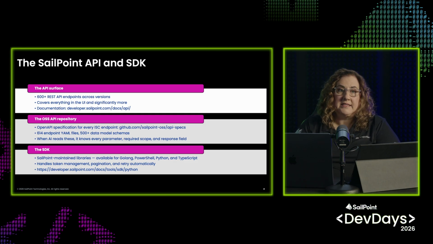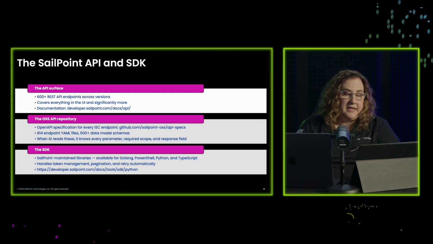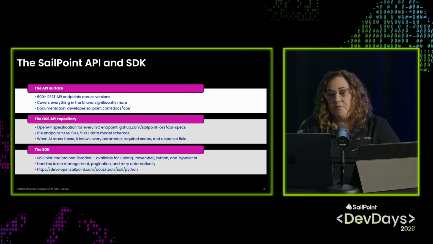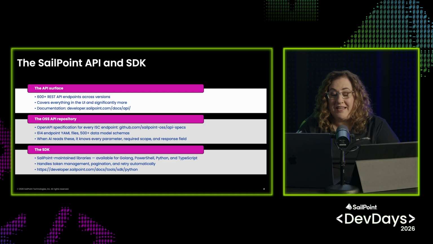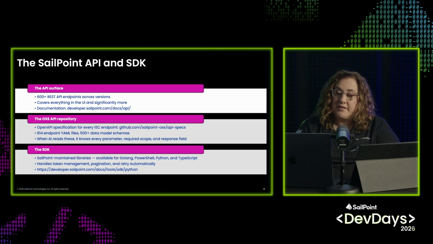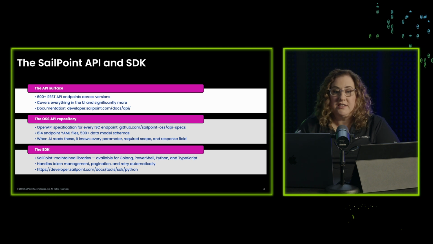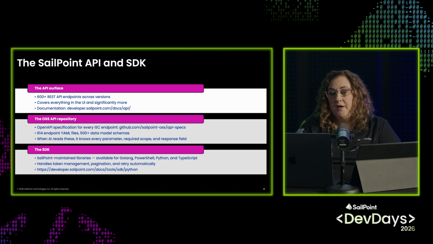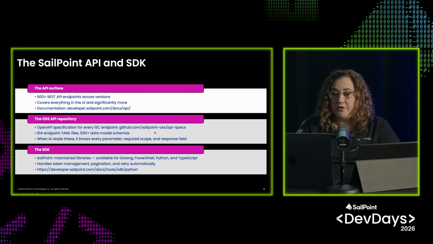SailPoint makes 4 SDKs available that wrap the API. There's one for Golang, PowerShell, Python, and TypeScript. What these do is take some of the concepts that are harder to handle. How do you do the authentication and get your initial token? How do you handle pagination? How do you handle retry automatically? All of those things are encapsulated in the SDK so that you don't have to actually know how to do that yourself. Today we're going to use the Python SDK just because, but these techniques would work with your choice of APIs that you could use.